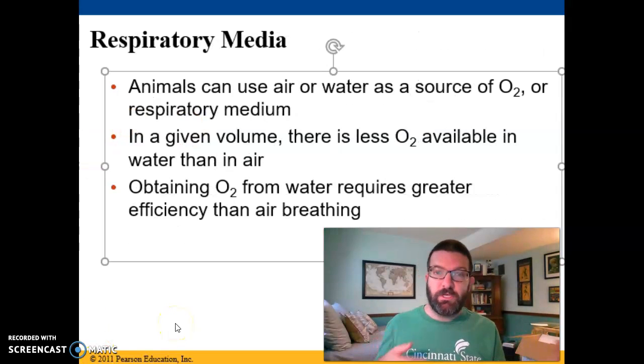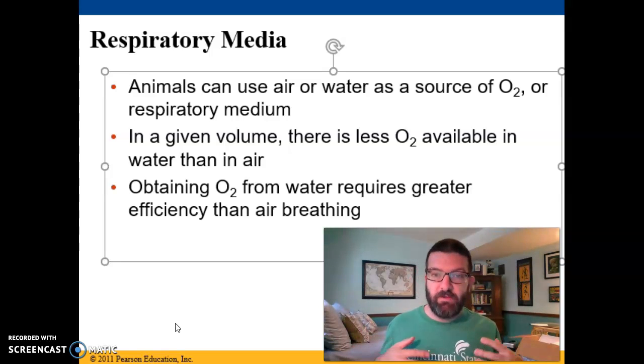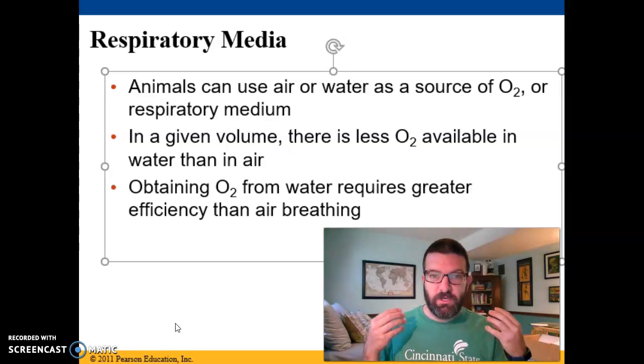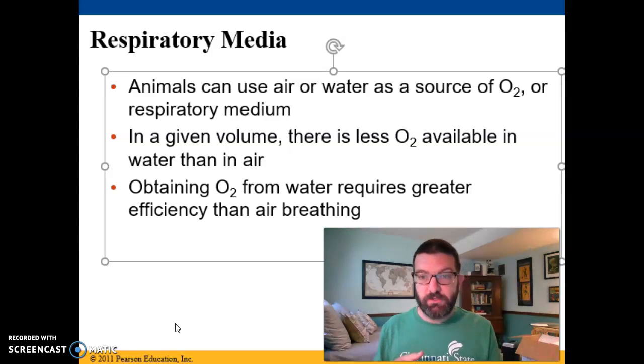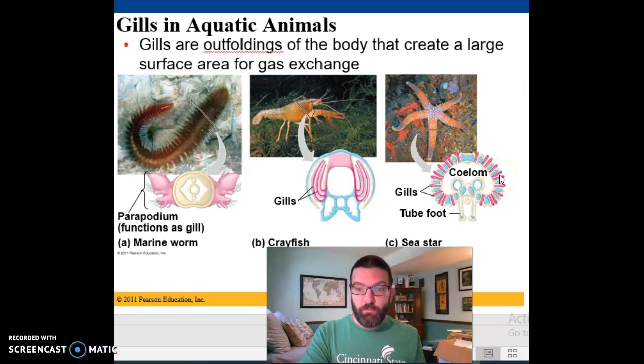So if we want oxygen to continuously diffuse into our blood, we have to make sure that we have air or water that we're moving into our respiratory surface that is continuously of higher oxygen partial pressure or concentration than our blood is. And what that respiratory surface is going to look like could be very different between organisms.